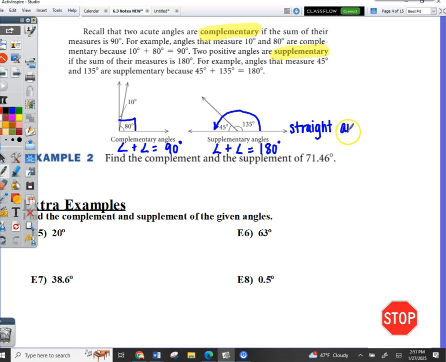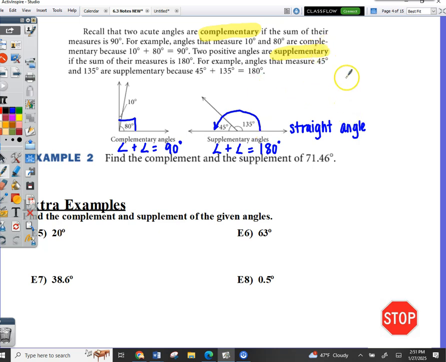The reason it's called a straight angle is because if I didn't tell you whether there was an angle here, you would think it's a line. Because it makes a line. But it's actually opening up. So you've got to remember, we're no longer just talking about the corner of a shape. We're talking about a rotation.